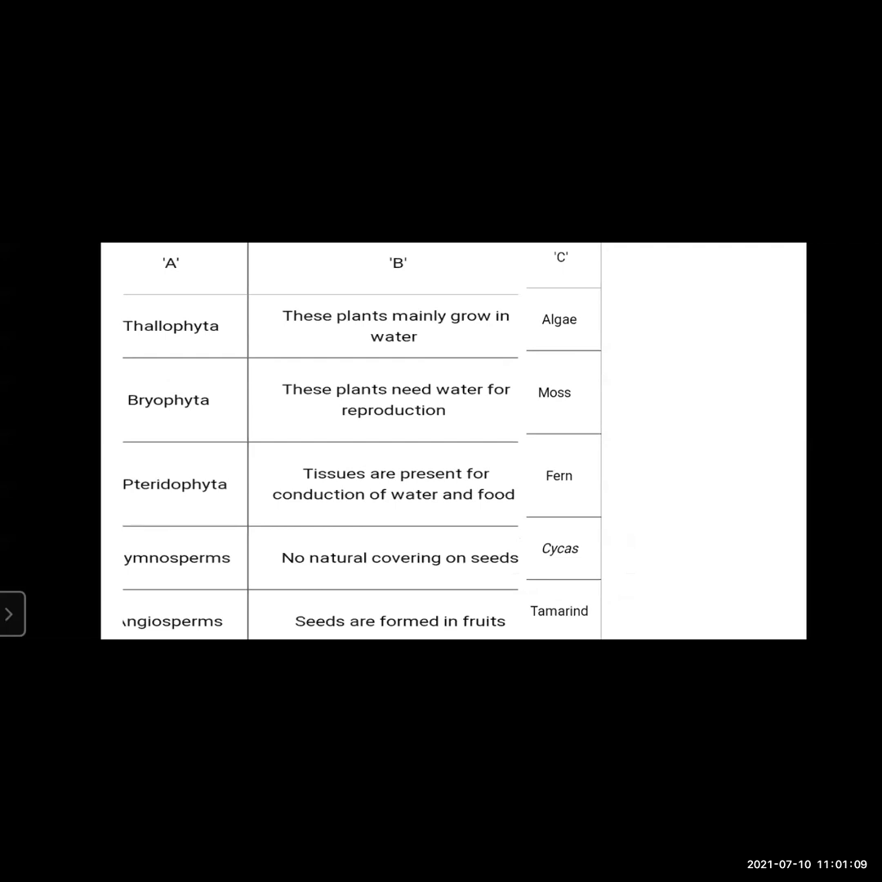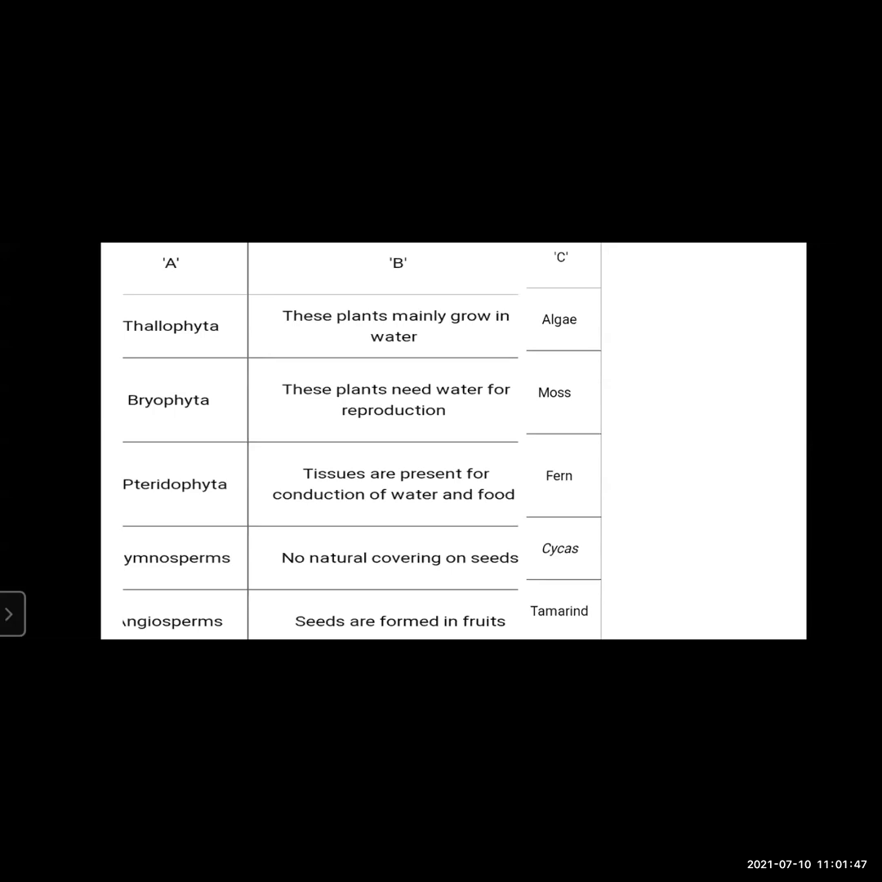So what is it? First column, Thallophyta. These plants mainly grow in water, and the example is algae. The next is Bryophyta. These plants need water for reproduction, and the example is moss. Pteridophyta, the characteristic is tissues are present for conduction of water and food. So from the Pteridophyta group, you get well-developed tissues. Example is fern.